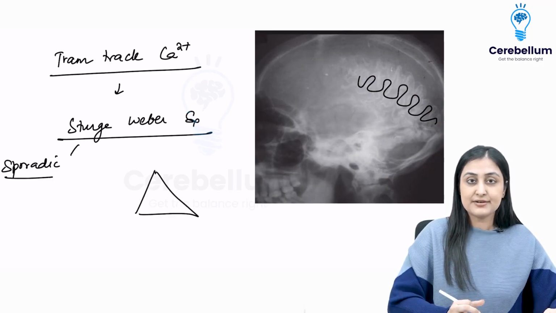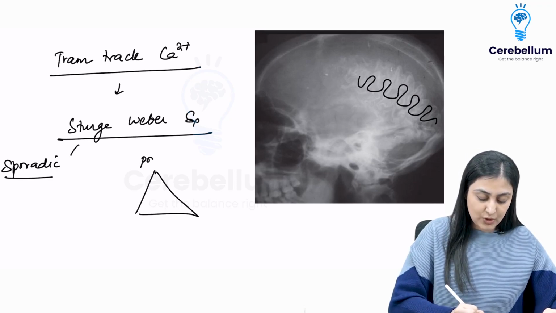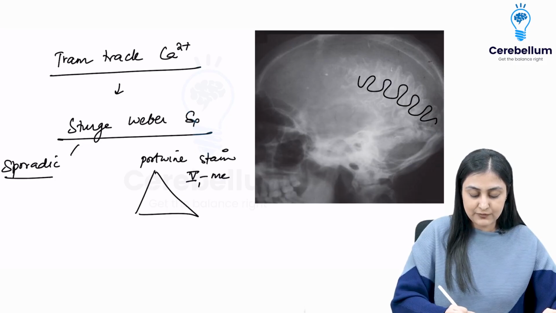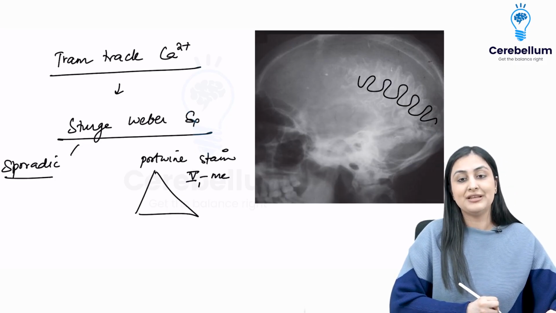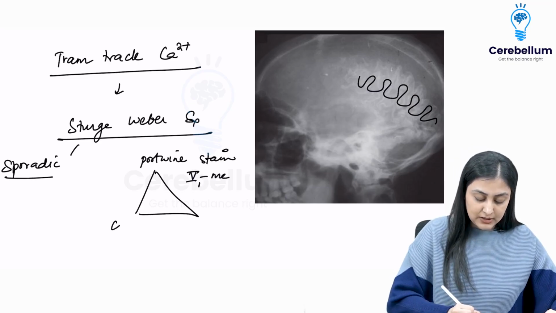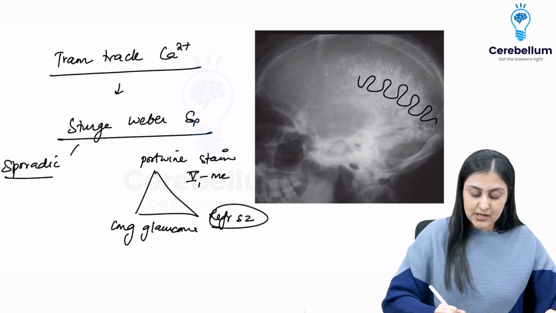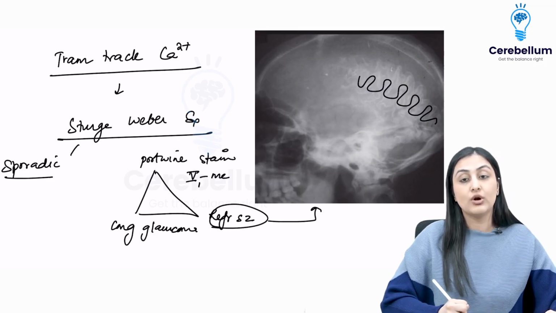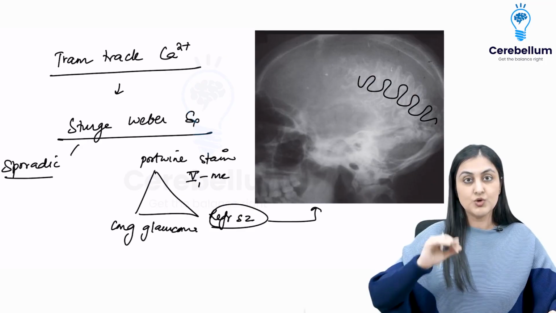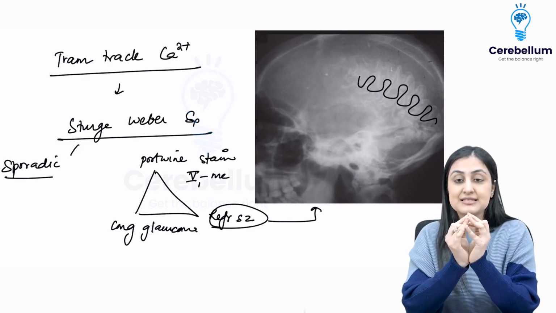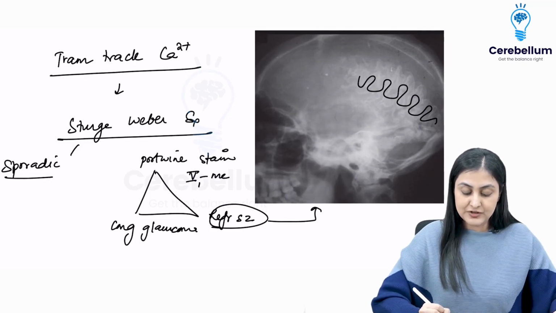One, you will see that there's a facial nevus, which is called a port-wine stain. It is frequently along the trigeminal territory, and the most common is V1, along the ophthalmic nerve territory. The other part is you can have congenital glaucoma here, and you will have refractory seizures because of unilateral cortical atrophy, which undergoes calcification. So one hemisphere is atrophied and completely calcified. That is why you have this calcification.